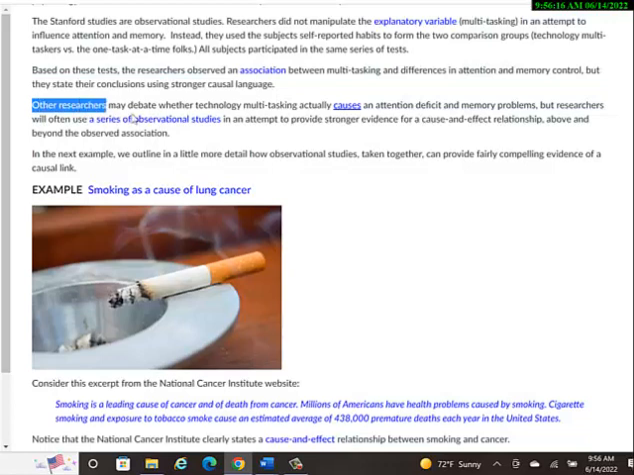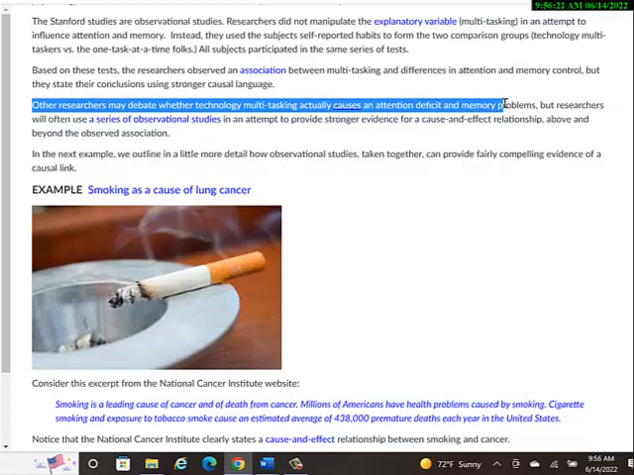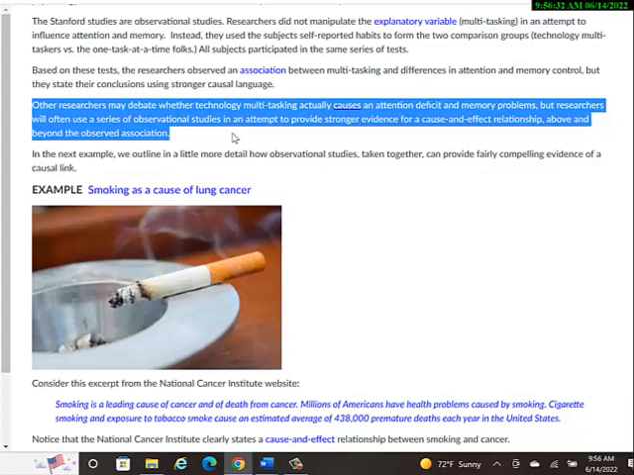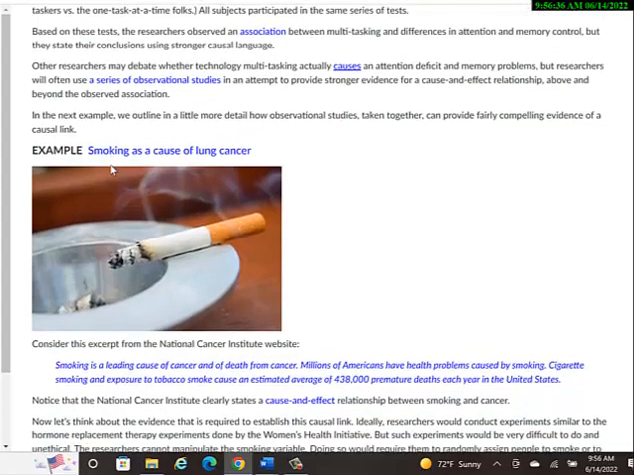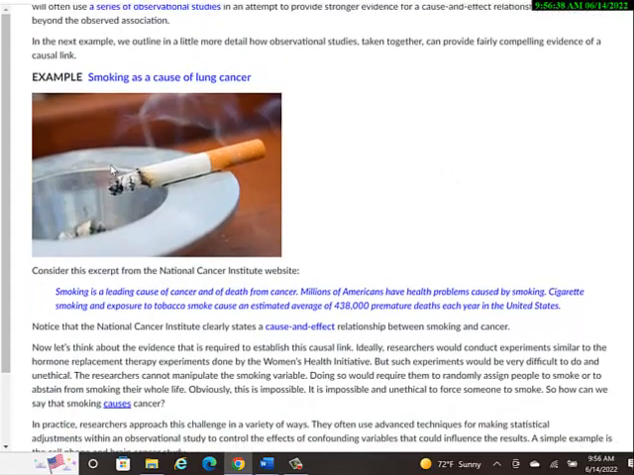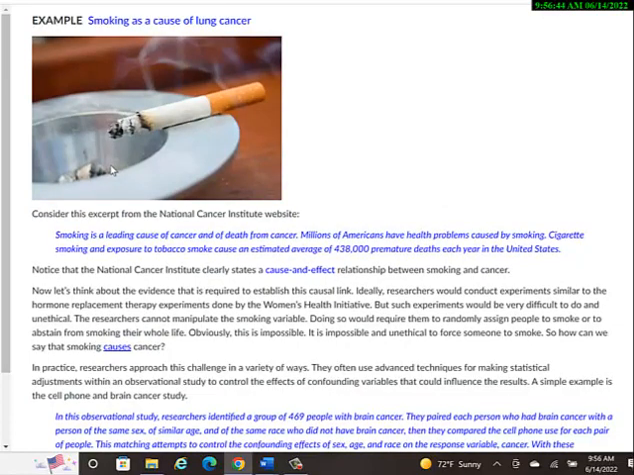Other researchers may debate whether technology multitasking actually causes an attention deficit and memory problems, but researchers will often, like we said before, use a series of observational studies in an attempt to provide stronger evidence for a cause and effect relationship above and beyond the observed association. We'll see another example now where we outline in a little more detail how observational studies taken together can provide fairly compelling evidence for a causal link. So this example talks about smoking as a cause of lung cancer.